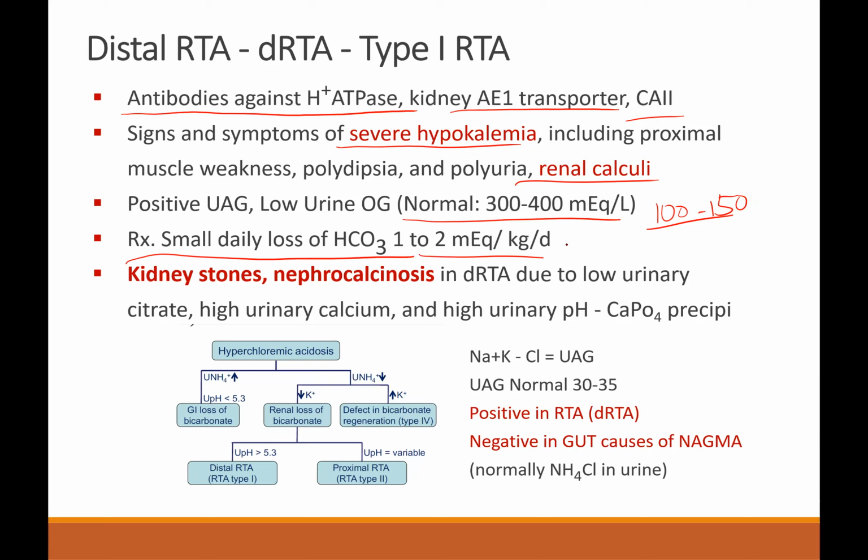Now the most important difference is renal stones and nephrocalcinosis are a feature of DRTA which are not a feature of PRTA. Why? Because of low urinary citrate and high urinary calcium. Calcium citrate is a soluble salt. If calcium is high and citrate is available, it can go as calcium citrate, which is a soluble thing. Whereas if there is no citrate, what will happen? It will use the phosphate to go out. But calcium phosphate is not that soluble, so calcium phosphate precipitates.